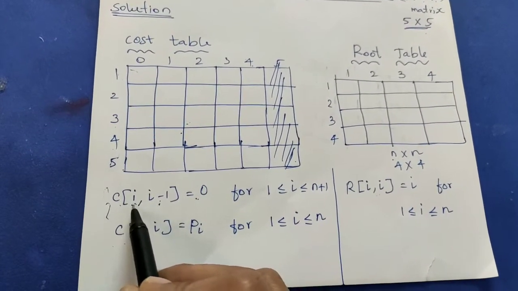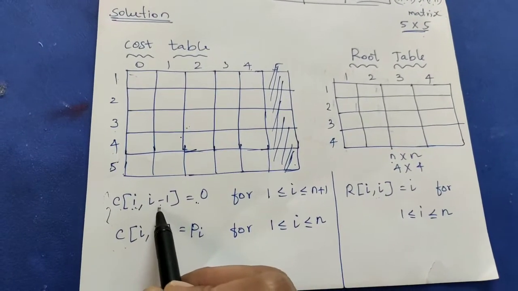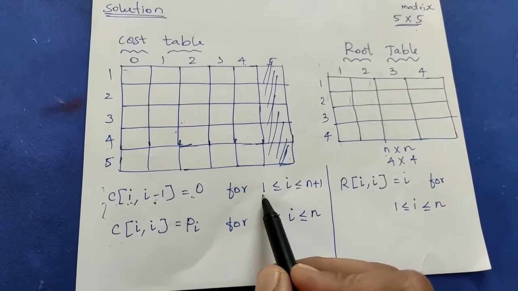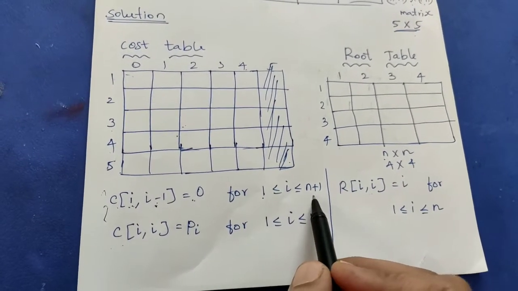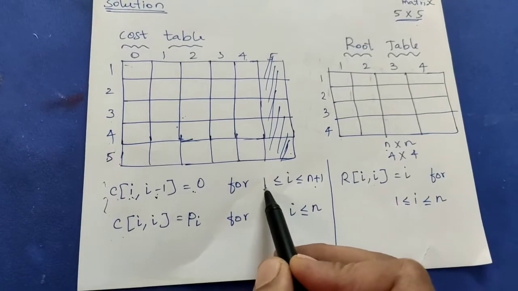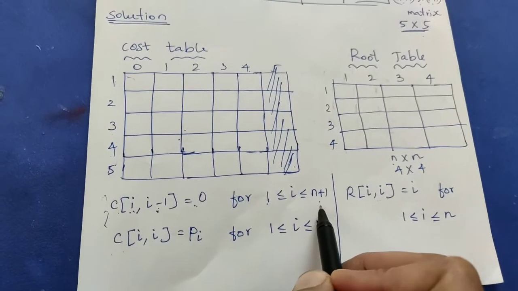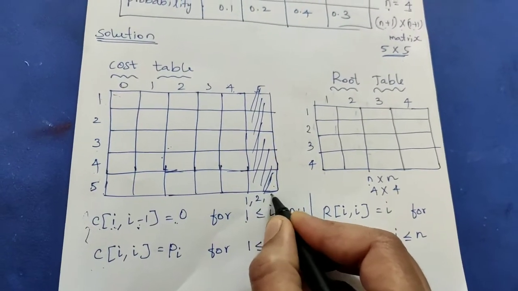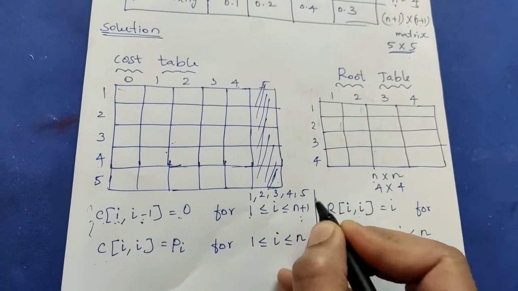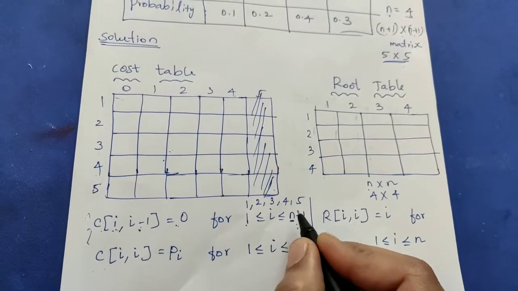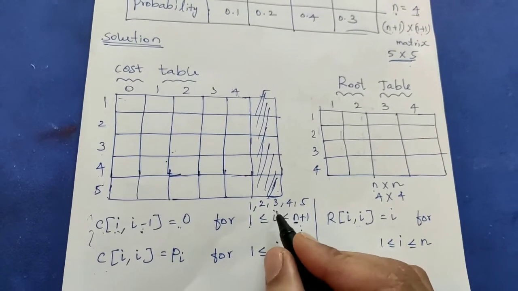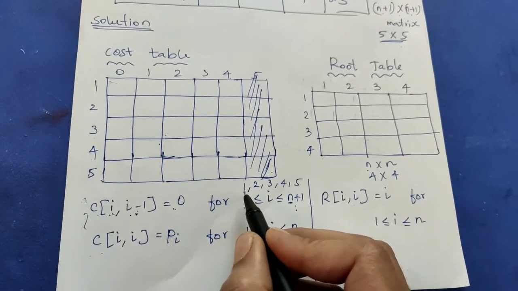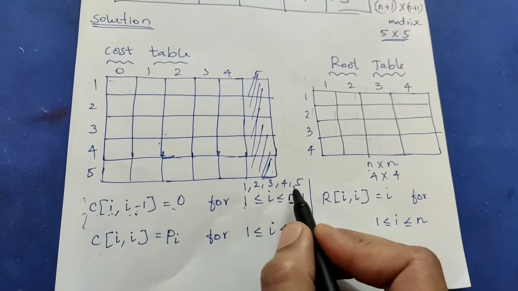I is row number, I minus 1 is column number. So let us consider the I value starts from 1, it goes up to n plus 1. That is, I value should be processed for 1, 2, 3, 4 and 5. N value is 4, 4 plus 1 is 5. So I need to execute this formula for the I values starting from 1 to 5.